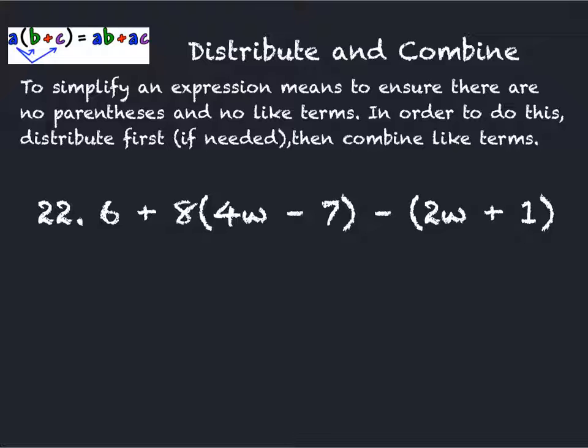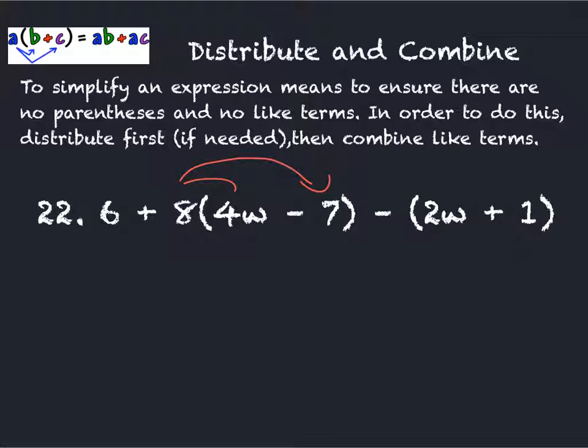So now we are going to go into combining like terms. So we did this in class today. Now we're just adding the distributive property into the mix. So here we have an expression that is number 22 in your notes. Again, please try to do it on your own before you watch me do it. So here we have an expression: 6 plus 8 times (4w minus 7) minus (2w plus 1). So again, before we combine like terms, we're going to want to use the distributive property to get rid of those parentheses.